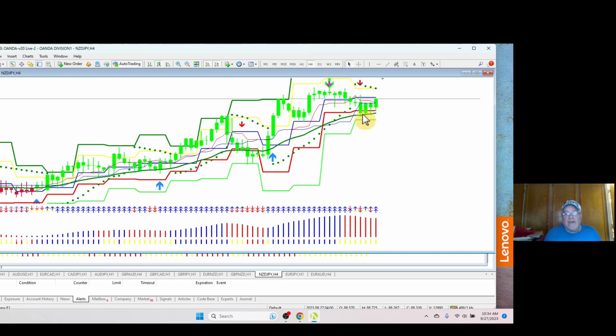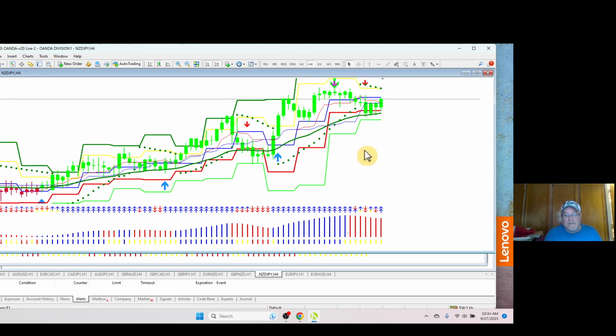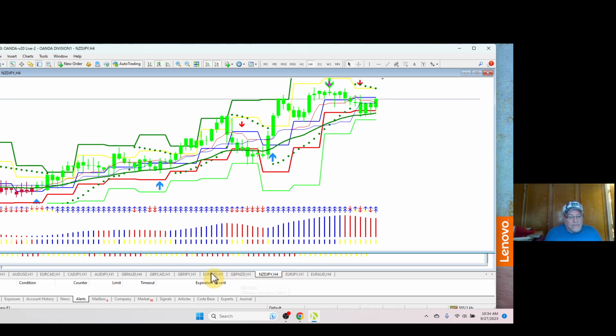So I'd already have half the position off, and then moving my stop to break even on the second half. And I don't have to worry about getting in another trade. This is the one that I have. Now I'm just going to monitor it, but I've already made money. And hopefully this is going to continue down and make more money. So you see how I trade.